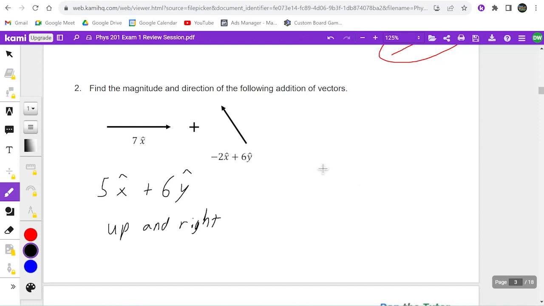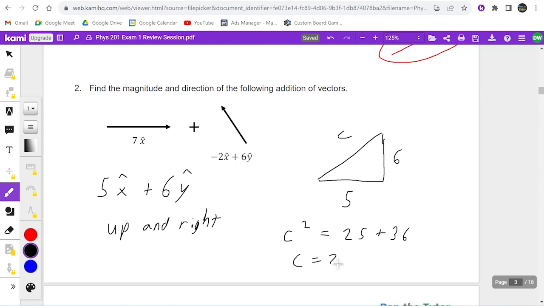But it means when I make my right triangle, it will be a triangle pointing up and right. If I made a triangle going down and left, that means it'd be negative x and negative y, because that's down and left, and I would make the triangle look like that. But anyways, this is 5, this is 6, here's c. So hopefully you got c squared equals 25 plus 36. And if you actually solve for c with a calculator, you get 7.81.